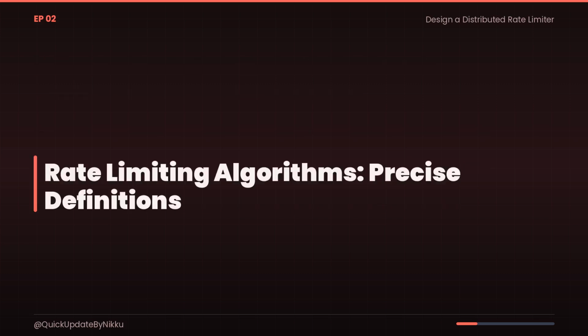There are 5 rate limiting algorithms you need to know, and you need to know them precisely, not vaguely. Each one has distinct behavior at the edges, distinct memory characteristics, and distinct failure modes. We will go through each one in turn, and by the end you will be able to choose the right algorithm for a given constraint, not just name them.